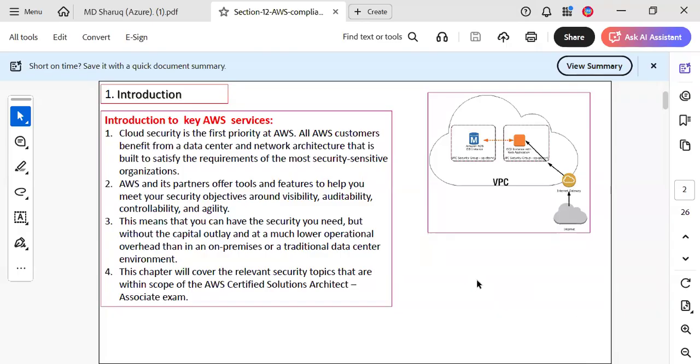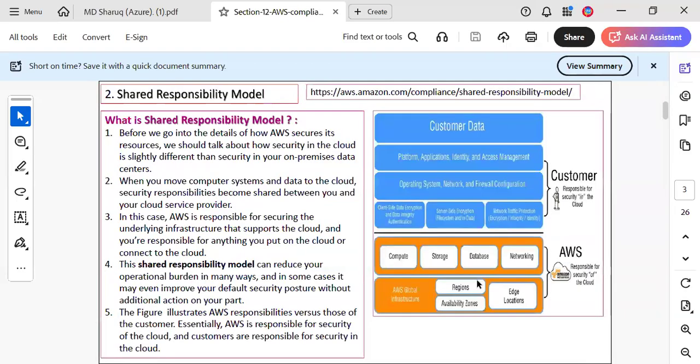So this chapter will cover the relevant security topics that are within scope of AWS. This is meant for the Certified Solutions Architect Associate exam purpose. I prepared it, you don't need to worry about that one. Okay, so now let us see what the shared responsibility model is.